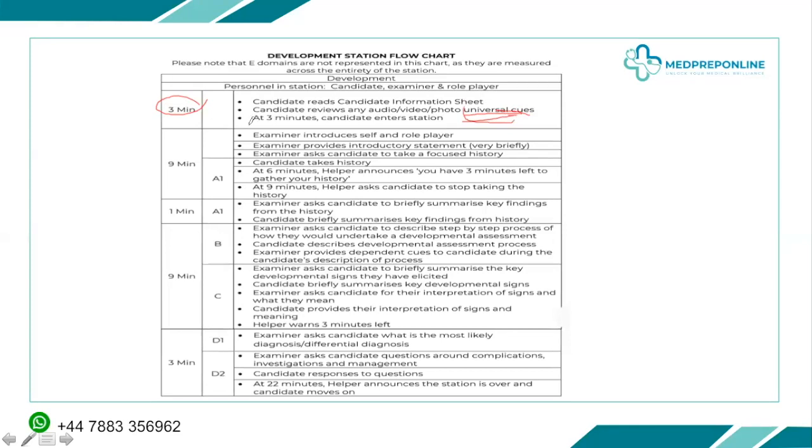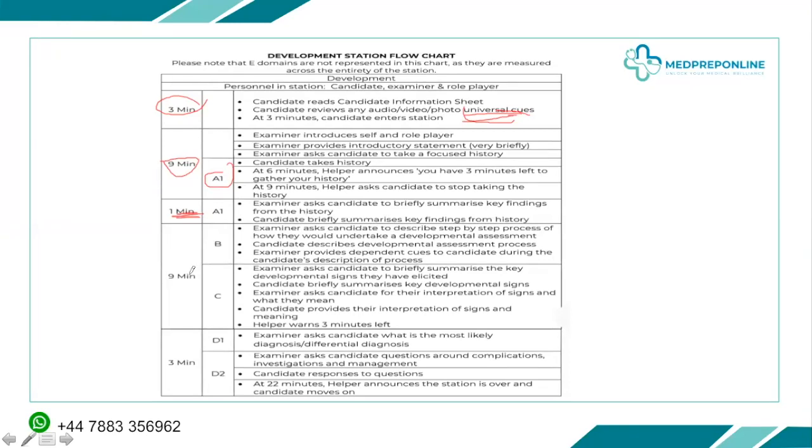Here, the 3-minute time finishes and you enter into the station. The first 9 minutes are about history taking. The examiner will introduce and give you a statement, then you will take a focused history with the role player. When 6 minutes have passed, the examiner will warn you that there are 3 minutes left, and when 9 minutes have passed, the examiner will stop you. So it is all about the A1 domain. In the 1 minute time, you are going to summarize. So keep in mind that your summary should not be more than 1 minute. Here you are summarizing the station in 1 minute.